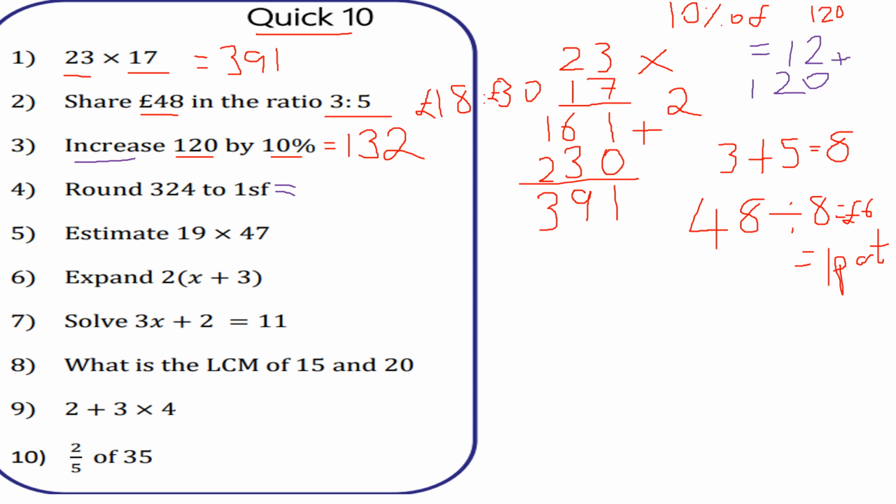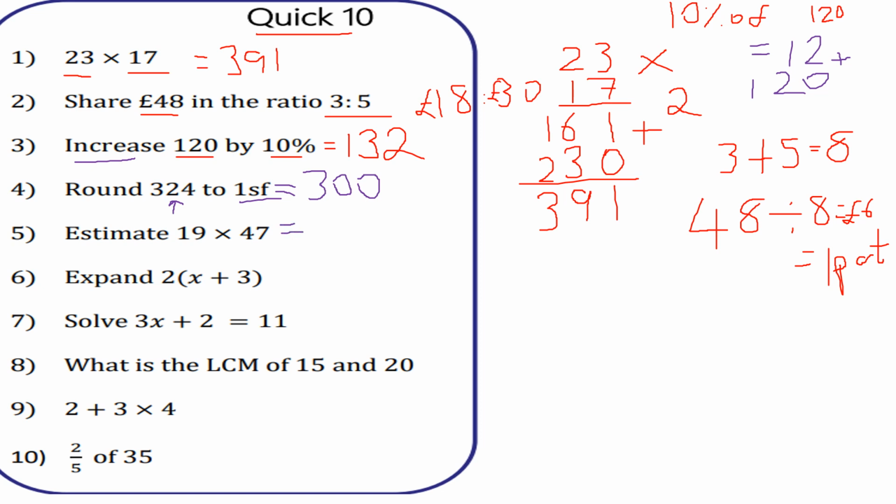Question number 4. Round 324 to one significant figure. So that will be 300. 3 is my first significant figure, 2 is my second significant figure, and 4 is my third significant figure. So I'm looking at the second one, it's 2, which is less than 5, so I'm going to round down, so it's going to be 300.